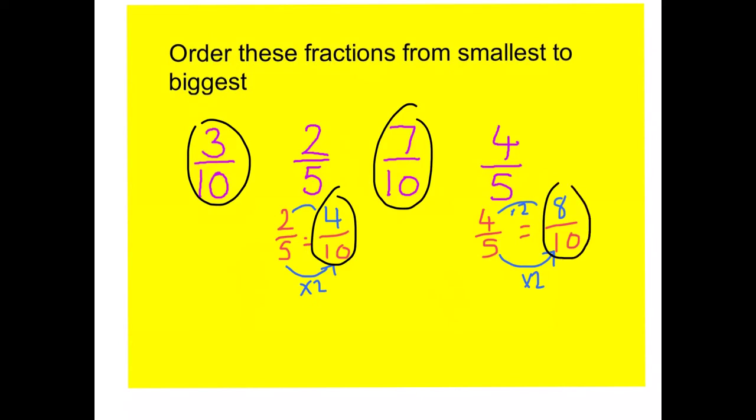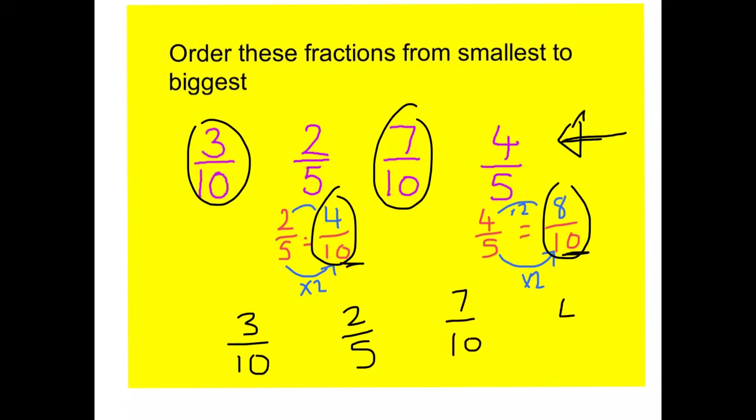Now the key here is you have to use the numbers that were in the question when you're putting them in order from smallest to biggest. On occasion, boys and girls use the numbers that they've converted. So we must use the numbers that were in the question. So our smallest would be my 3 tenths. My next smallest would be my 2/5 because it is 4 tenths. Next in my list would be 7 tenths. And then my largest one, the biggest one, is my 4/5 because that was 8 tenths.